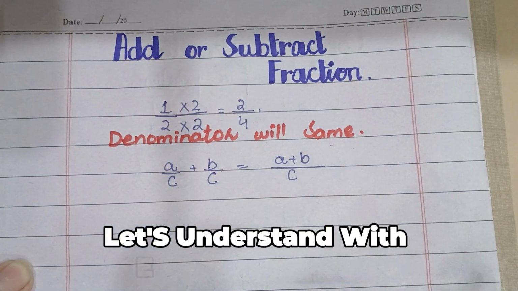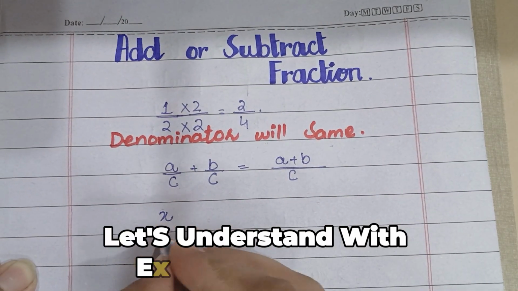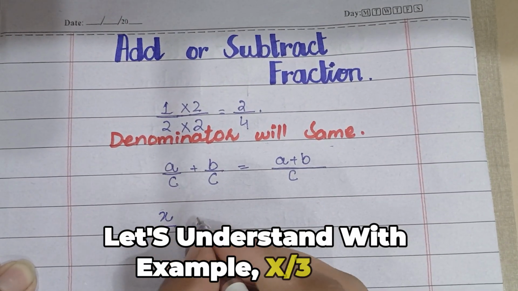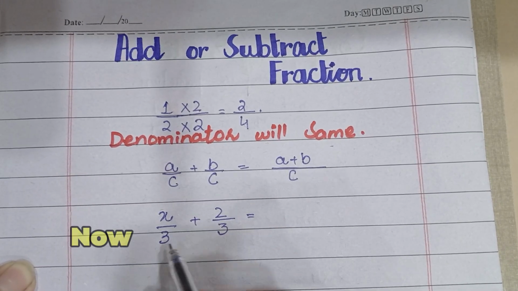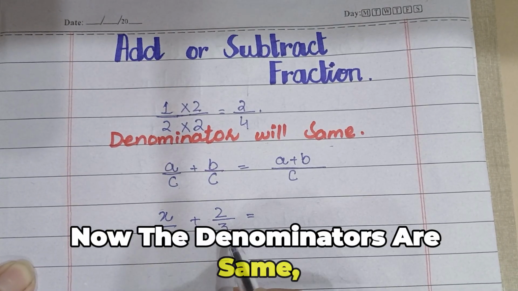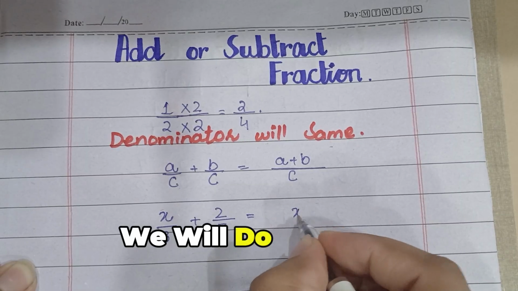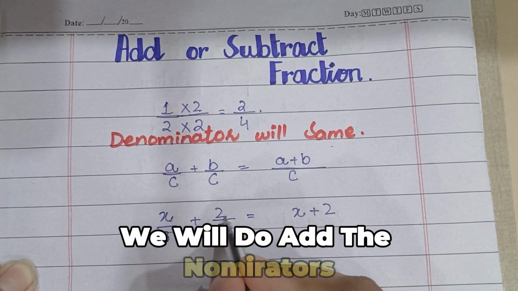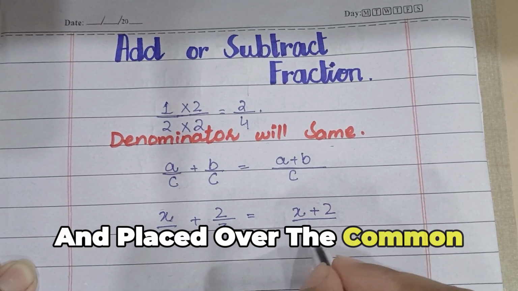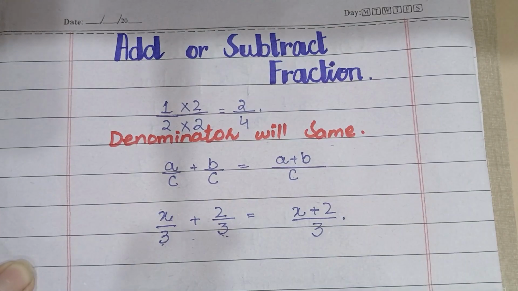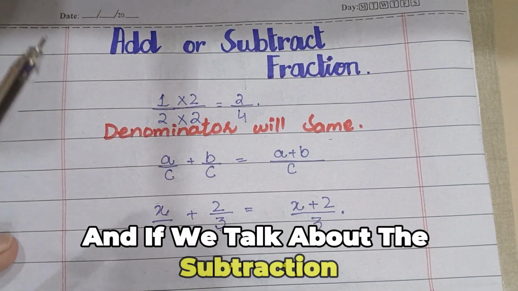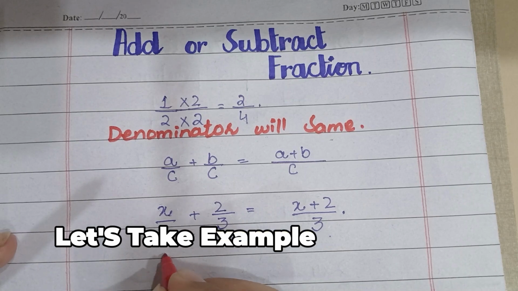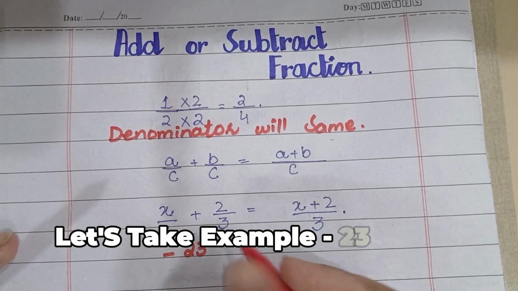Let's understand with an example: 1/3 plus 2/3. Now the denominators are the same. We will add the numerators and place the result over the common denominator. This is the example of addition, and if we talk about subtraction, let's take an example: minus 23.